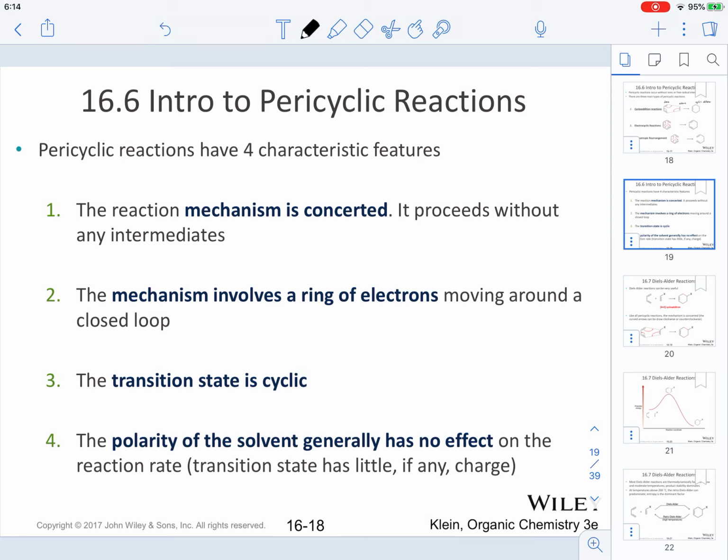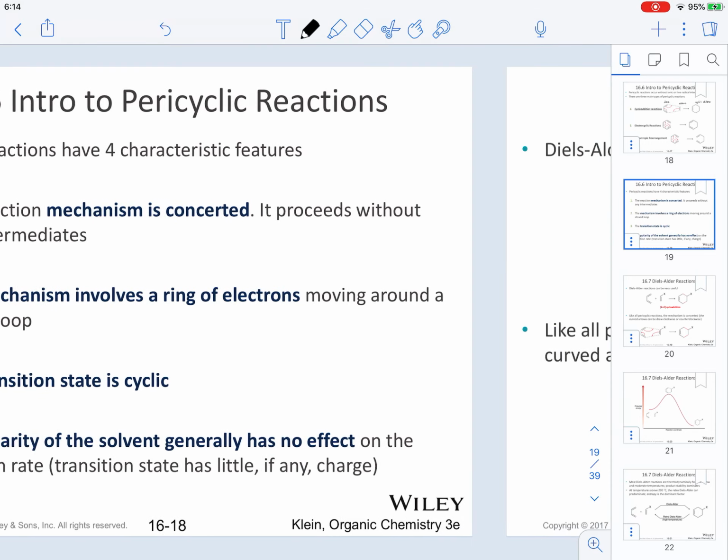Understand that even the transition state in these systems is going to be cyclic, and the polarity of the solvent generally has no effect on the reaction rate. And the transition state has little, if any, charge, because remember, it is all happening at once. We have electrons that are going to be cycling within a ring system.